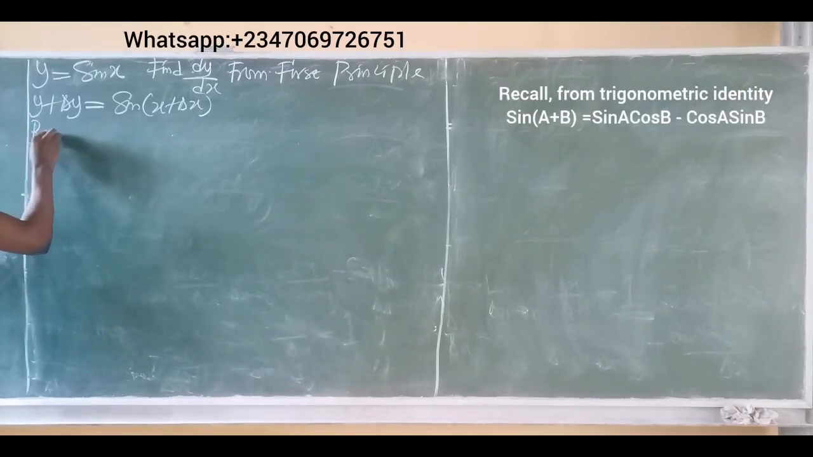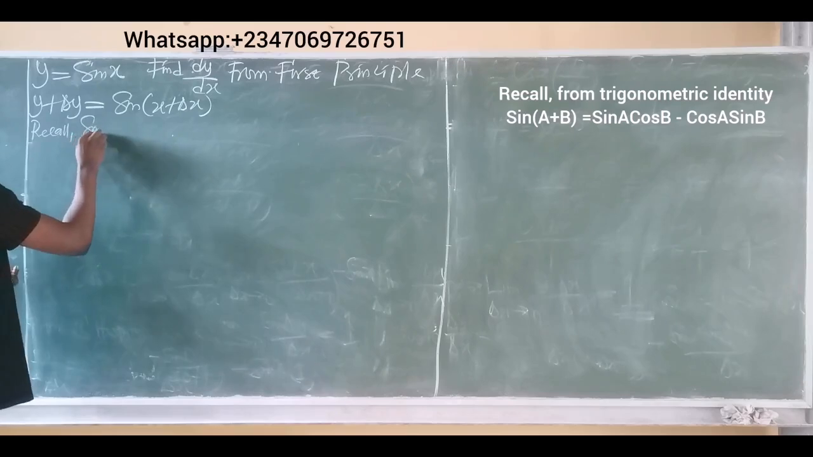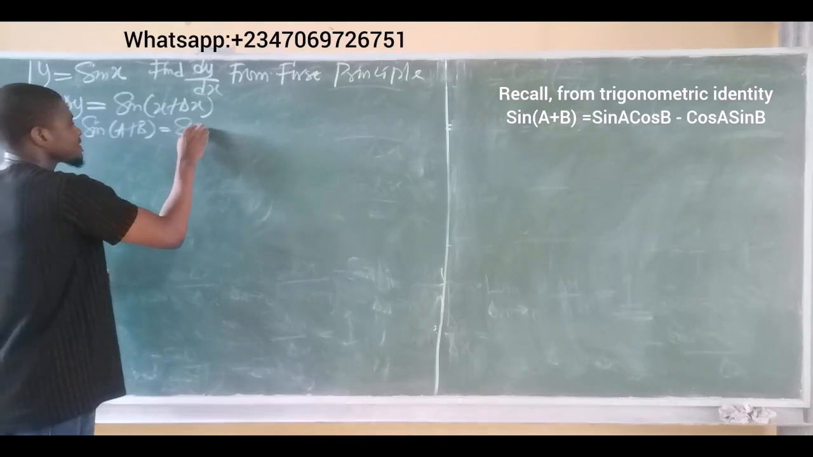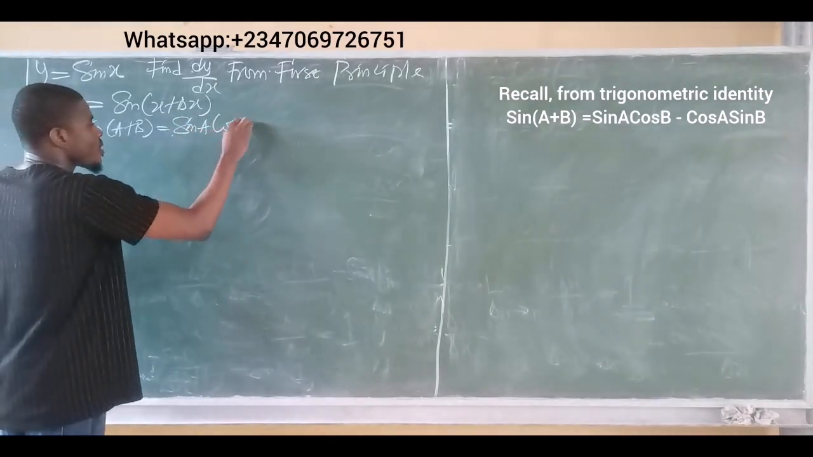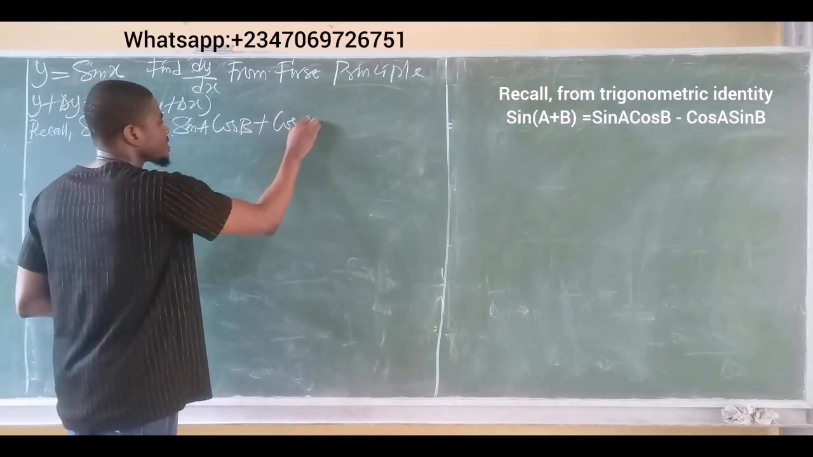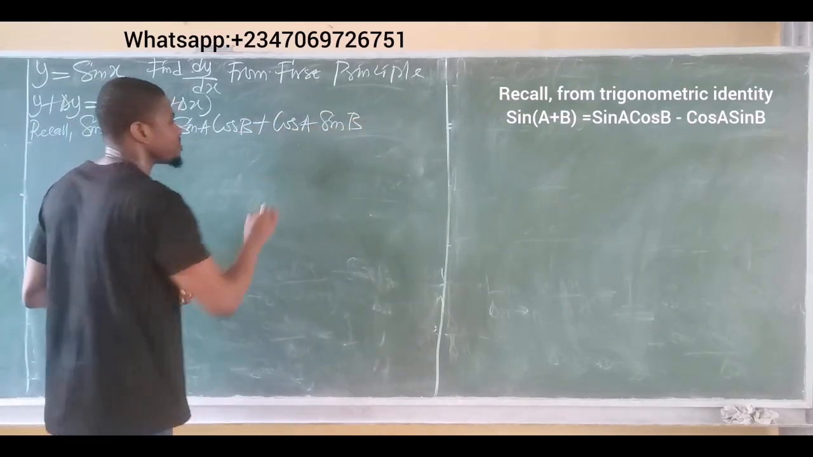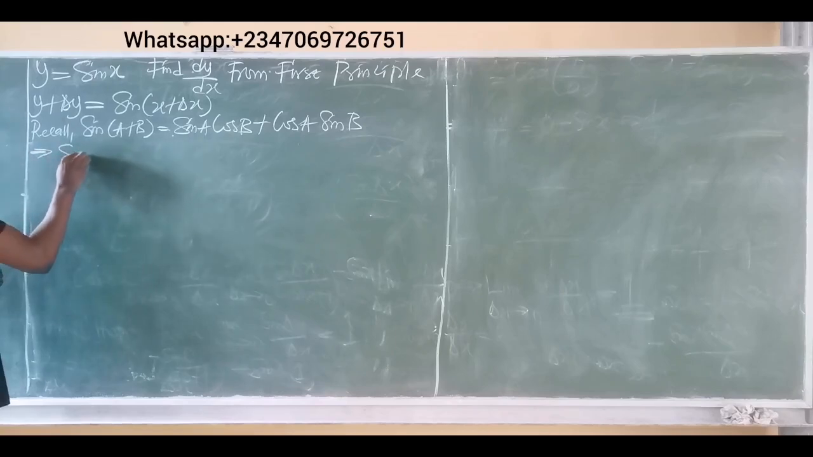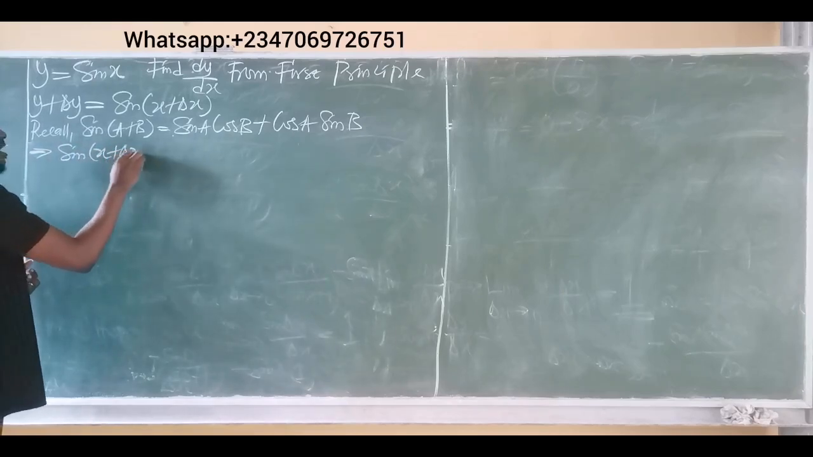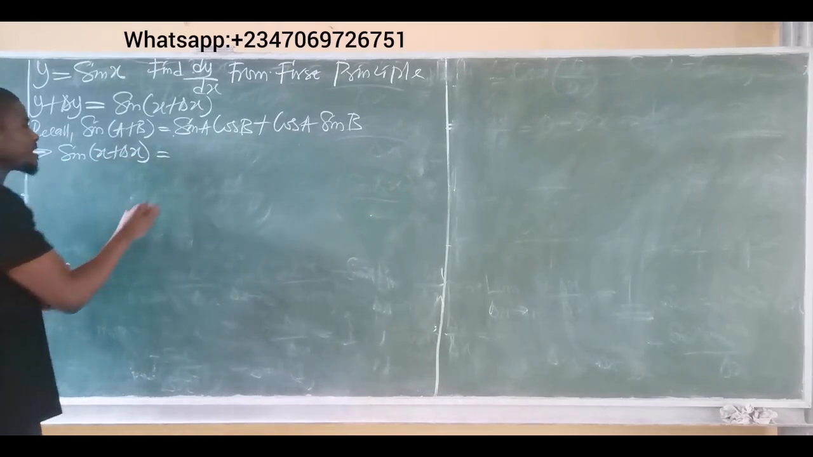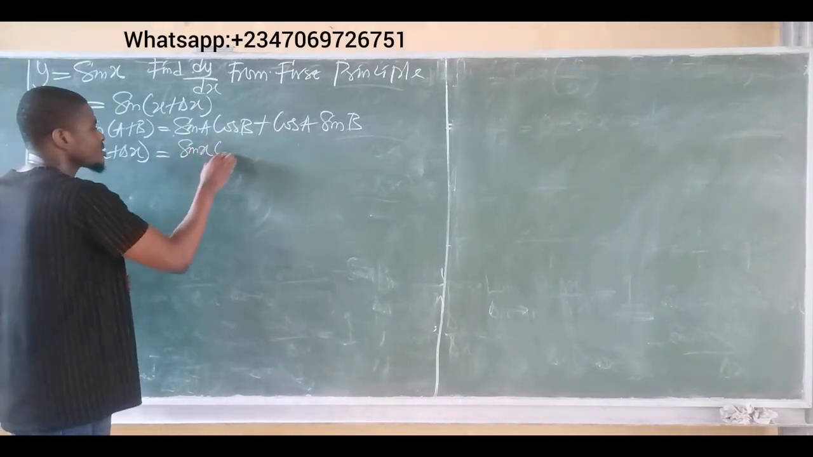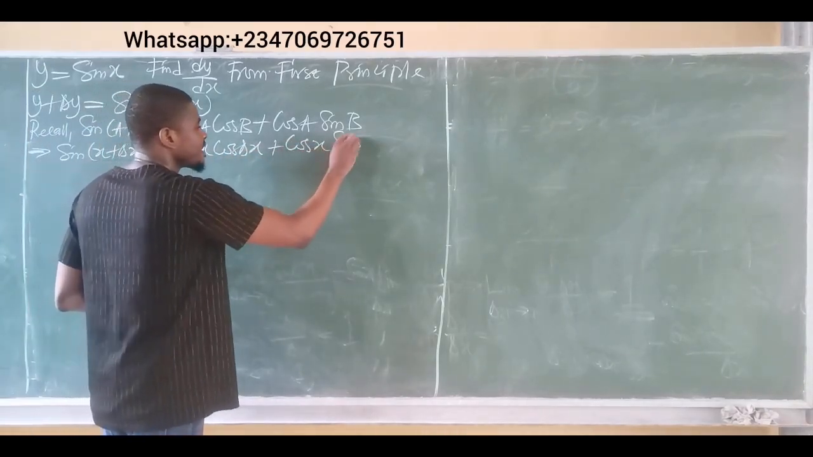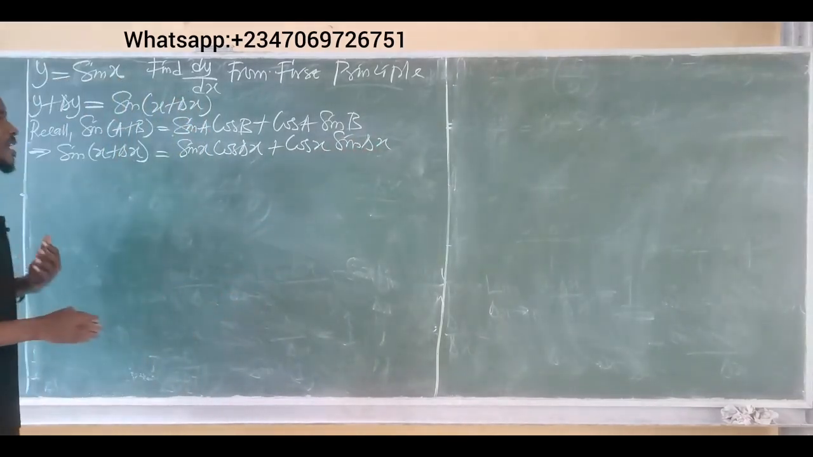Now recall that sin(a plus b) is equal to sin a cos b plus cos a sin b from trigonometric identities. So this simply implies that sin(x plus change in x) can also be written as sin x cos(change in x) plus cos x sin(change in x), and you have this.